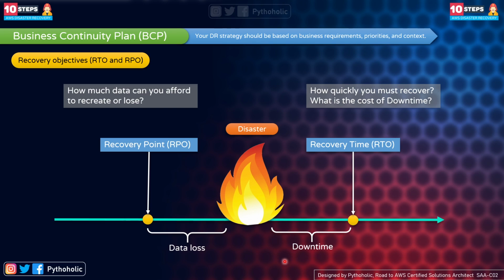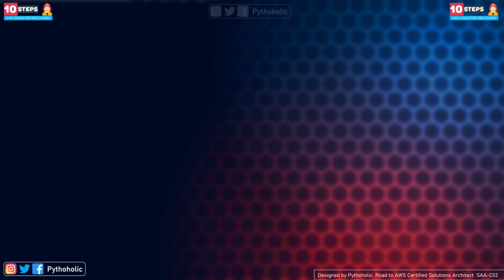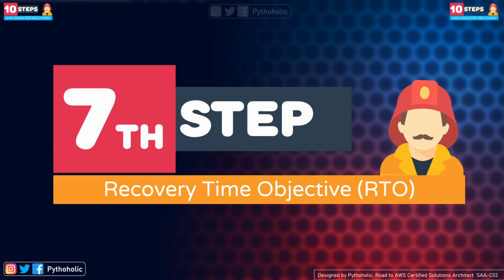So the time frame that you see here is the acceptable time window for service interruptions. That is why it is mentioned here how quickly you must recover and what is the cost of the downtime. So now that we have the intro in place, let's talk about these in detail in step 7 and 8. So our step number 7 is recovery time objective or RTO.